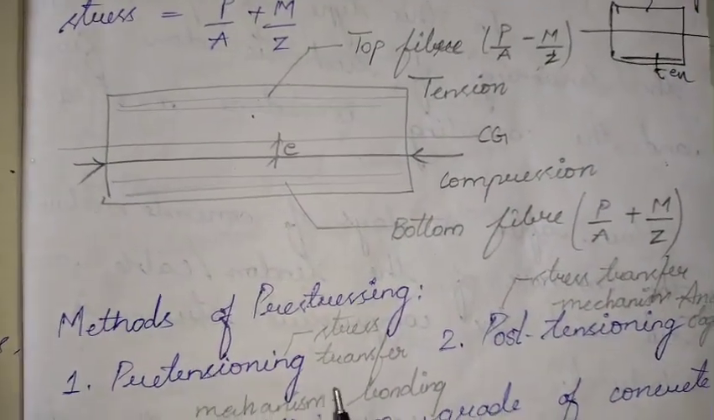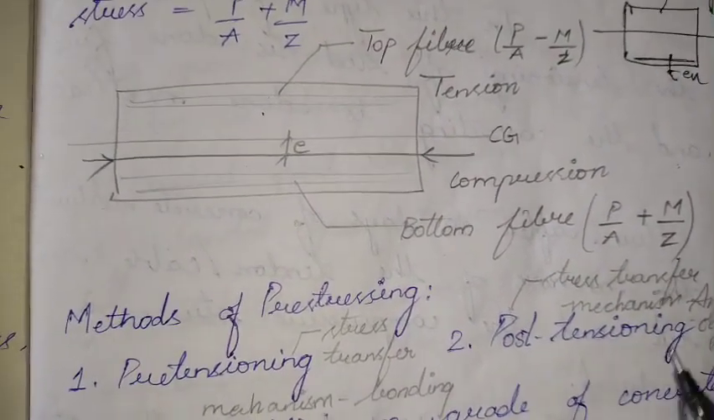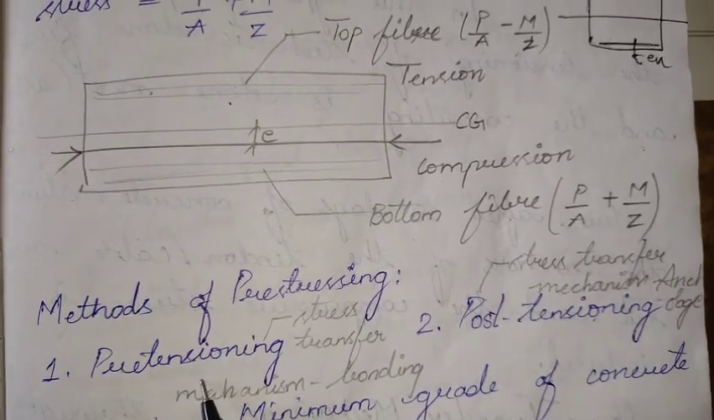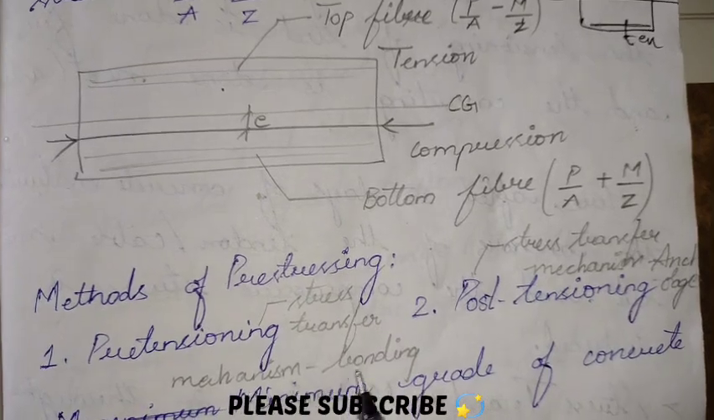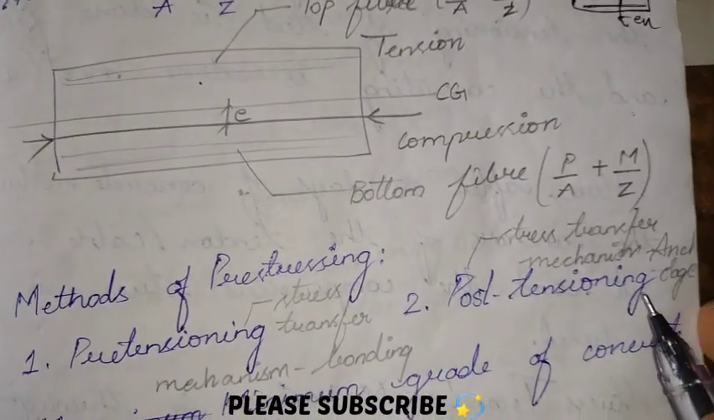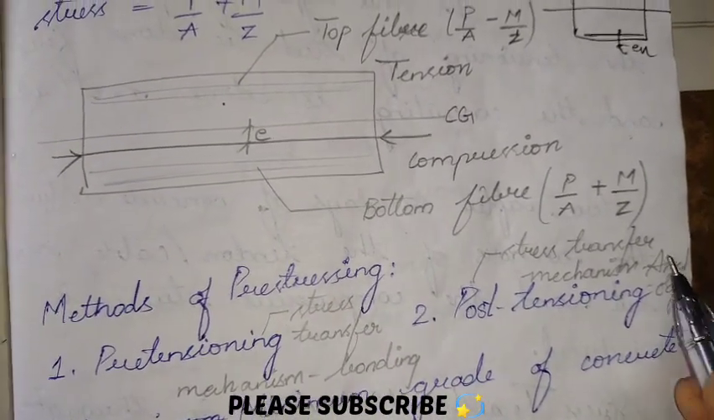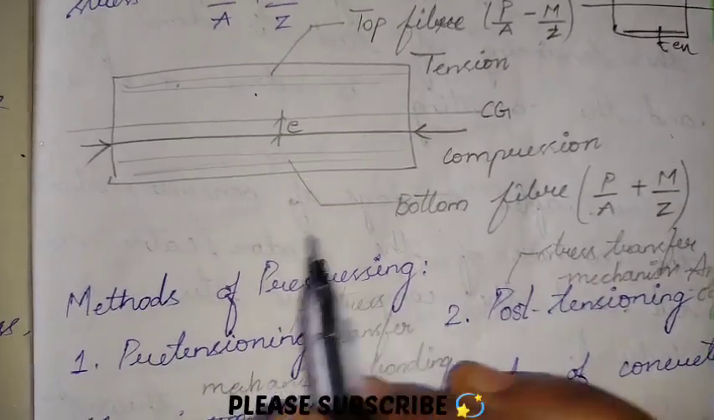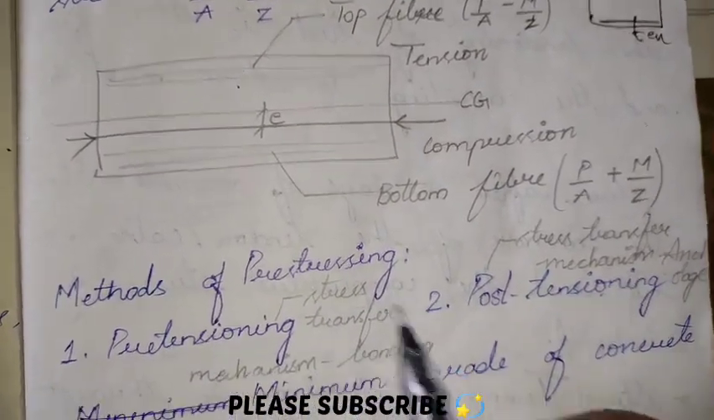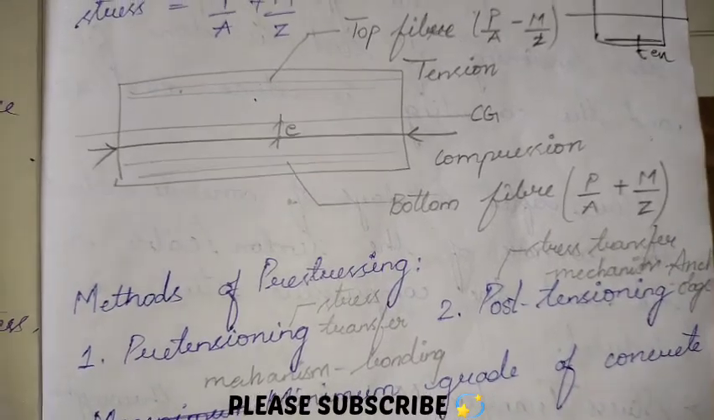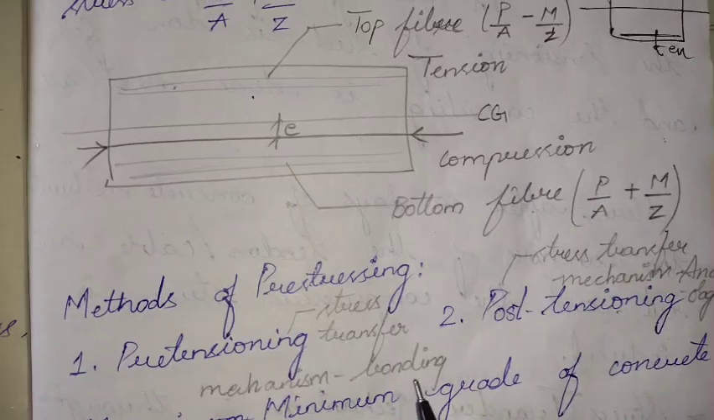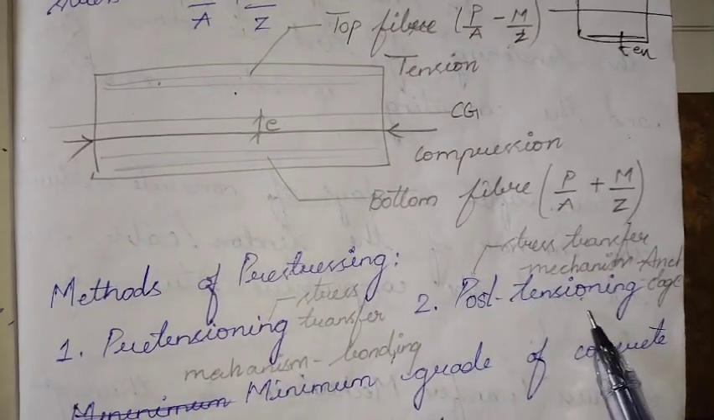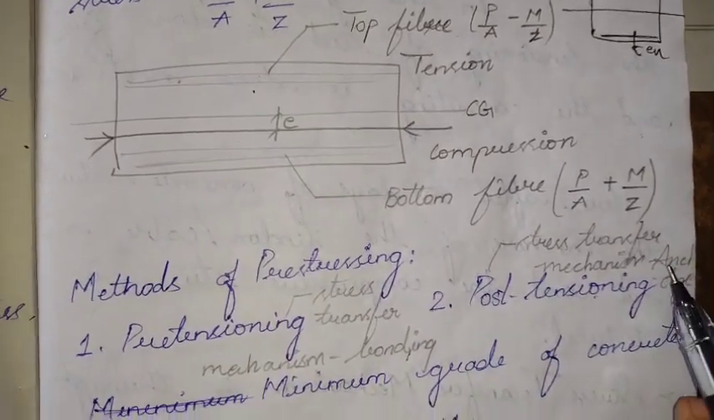We have methods of pre-stressing, that is pre-tensioning and post-tensioning. In pre-tensioning, the stress transfer mechanism is bonding. Whatever compression stress we are inducing to the member is transferred through bonding. And in post-tensioning, it is transferred through anchorage.